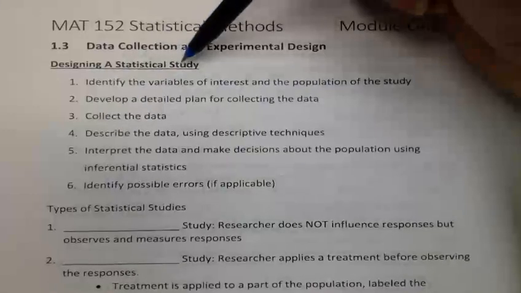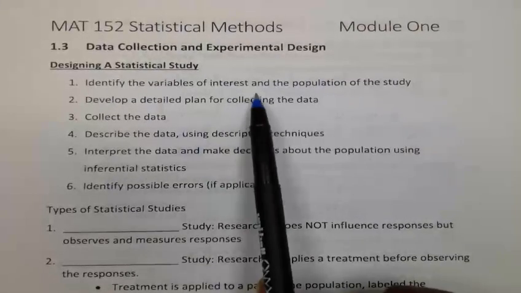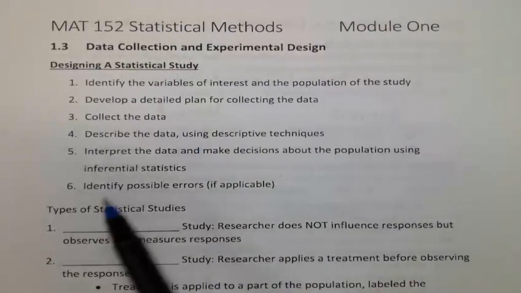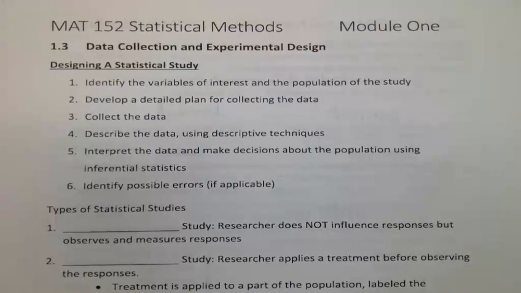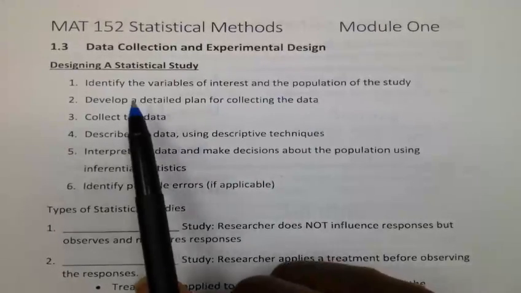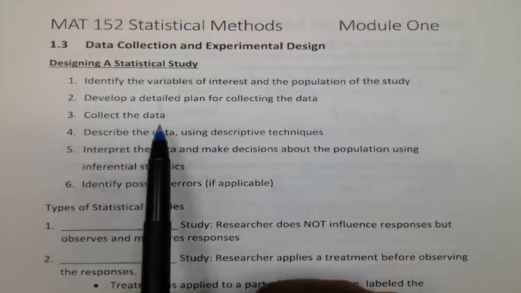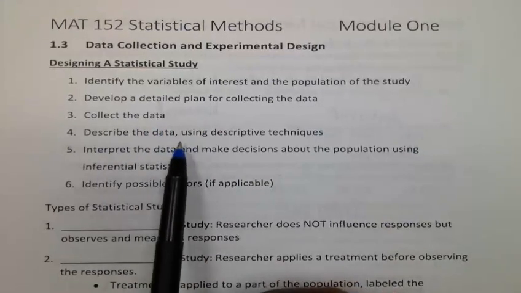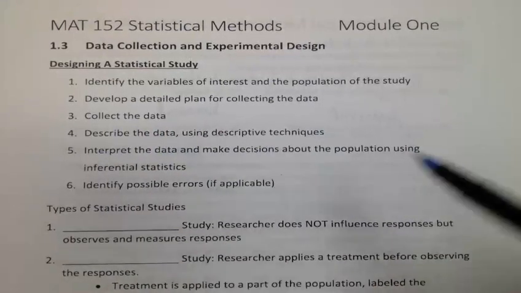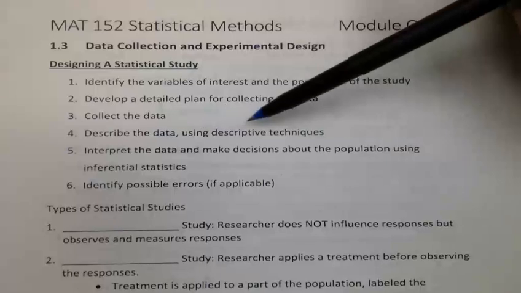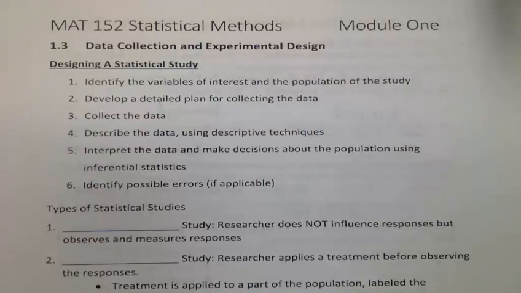Designing a statistical study: identify the variables of interest and the population of the study. So, what are you actually trying to do? What are you looking at? Develop a detailed plan for collecting the data. Collect the data. Describe the data using descriptive statistics. We'll look at that in the next chapter.